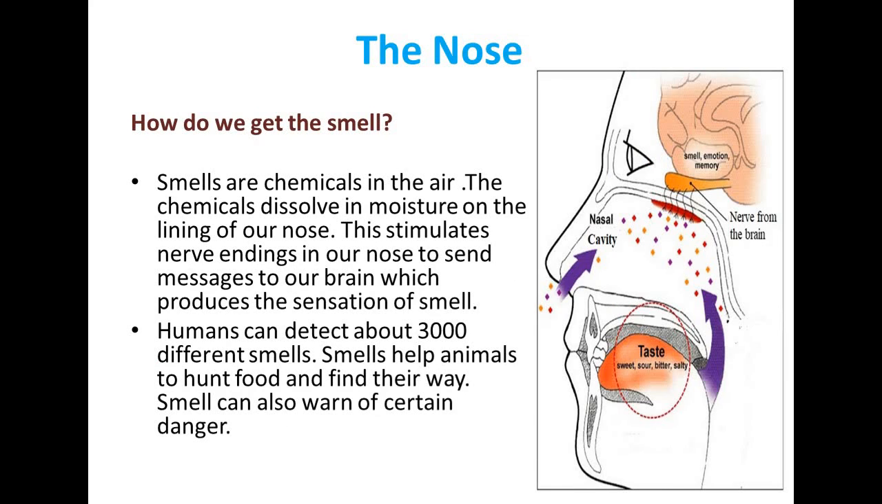Moving on, now let's have a look at the nose. Now, how do we get the smell? Basically, smells are chemicals in the air. Here we can see a picture. You see, the chemicals are dissolved on the lining of our nose, and this stimulates the nerve endings inside our nose to send messages to our brain, which produces the sensation of smell.